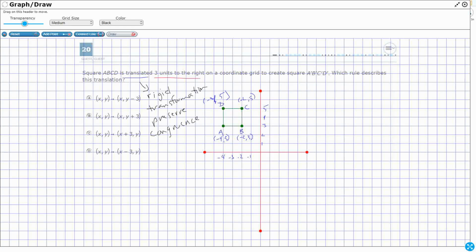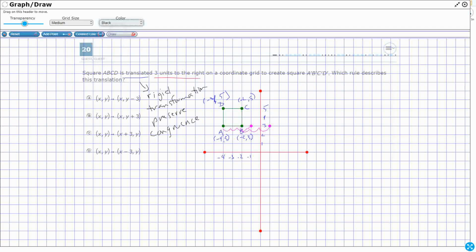All right, so what we need to do here is translate it 3 units to the right. Okay, so what I'm going to do is use a different color. Let's use magenta here. And so A is going to go 1, 2, 3. So my A prime is going to be right here. And then my B prime is going to go 1, 2, 3. It's going to go right there. So I can go ahead and label those as A prime, B prime.